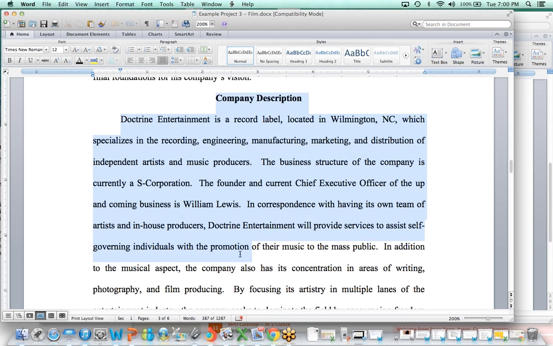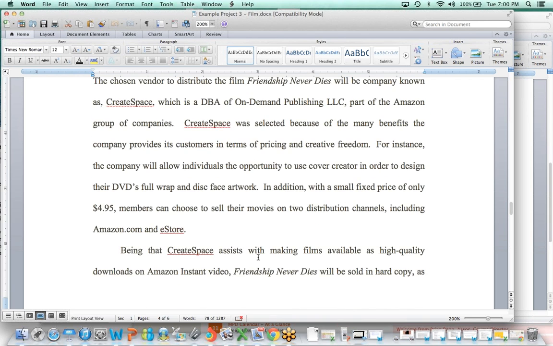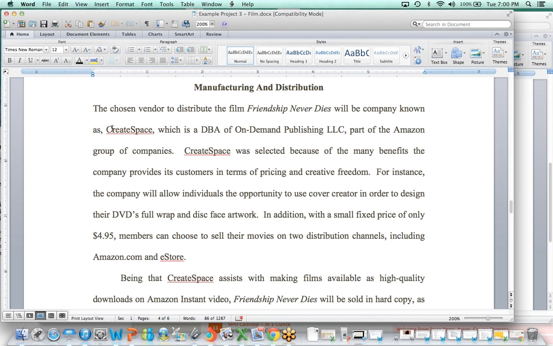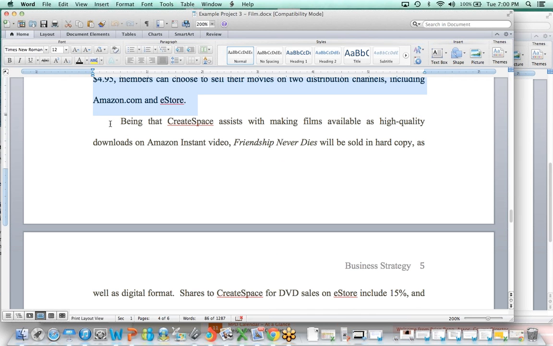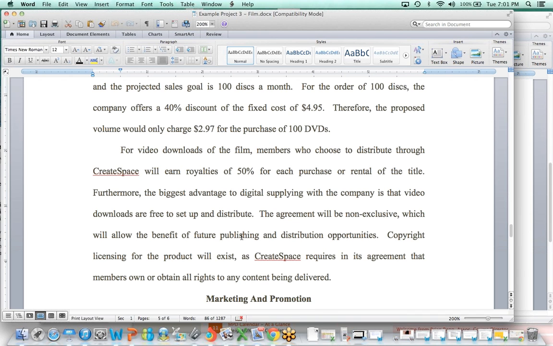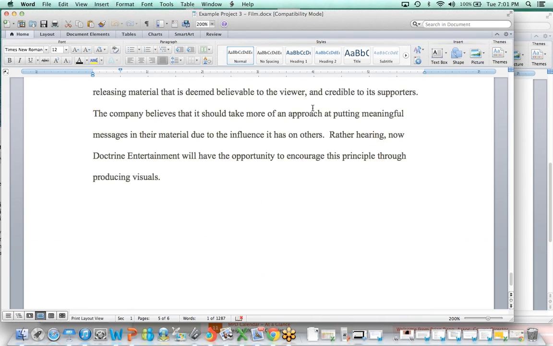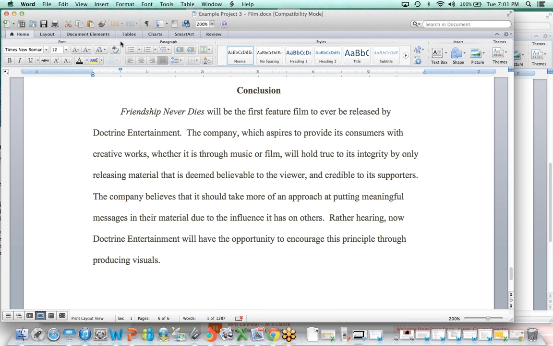So the student also talks about the company description. This can be real or hypothetical. Then the product itself is the film, what the film is about, the manufacturing. Now this student is using CreateSpace, and she explains it, which is fine. Remember, you can choose any print-on-demand company that you want. Just go into details about the financials, about the royalty rates, things like that, marketing and promotion, and then a conclusion, right?